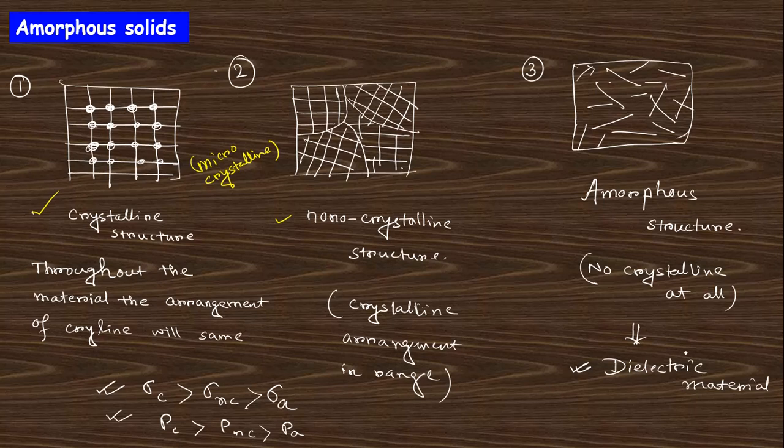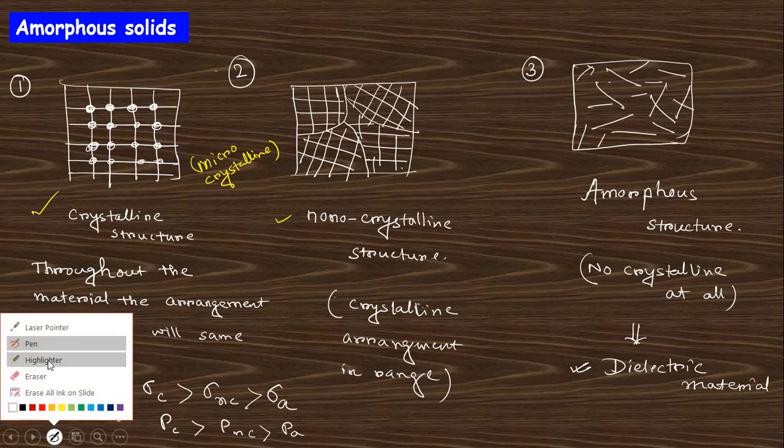So that's why we want to discuss the dielectric constant of amorphous solids. Amorphous solids have an inherent dielectric property. That means their conductivity is very low, and sometimes tends to zero. That's why this is called a dielectric material, and we want to discuss the dielectric properties of this amorphous material.